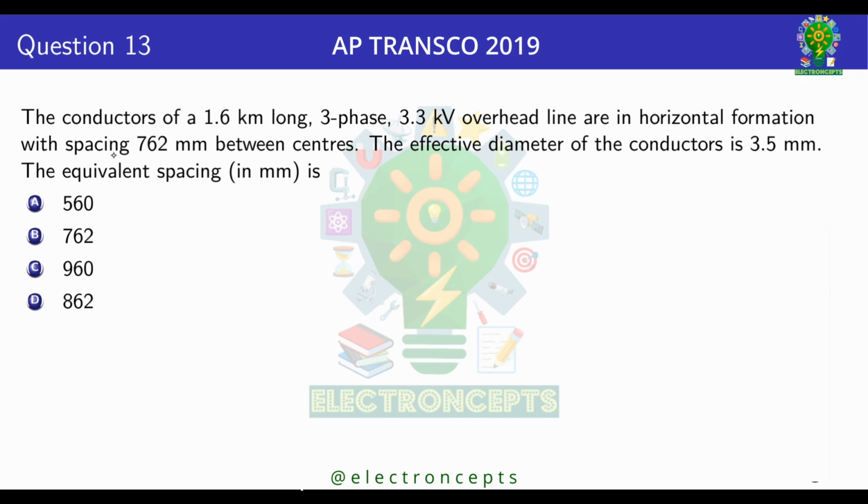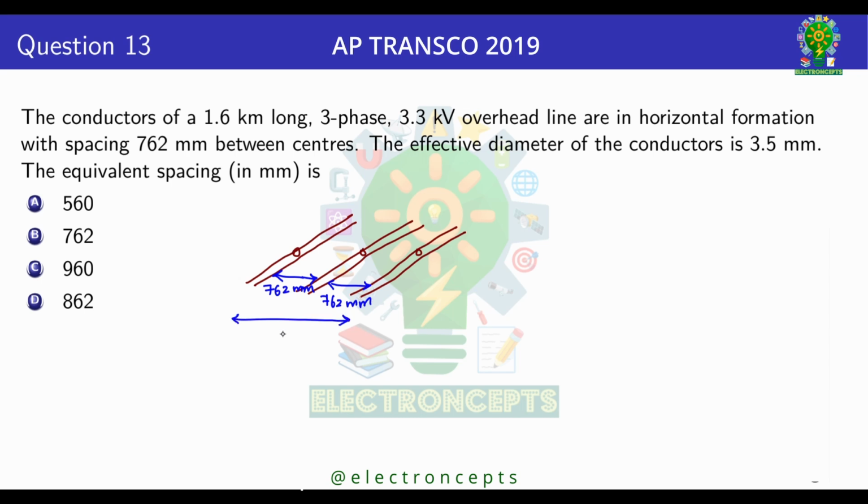Question number 13. The conductors of a 1.6 km long 3-phase 3.3 kV overhead line are in horizontal formation with spacing 762 mm between centers. The effective diameter of the conductor is 3.5 mm. We need to find the equivalent spacing. Since the overhead lines are in horizontal formation, they look like this. The spacing between adjacent lines is 762 millimeters. The distance between the first and last transmission line will be the sum of 762 and 762, which is equal to 1524 millimeters.